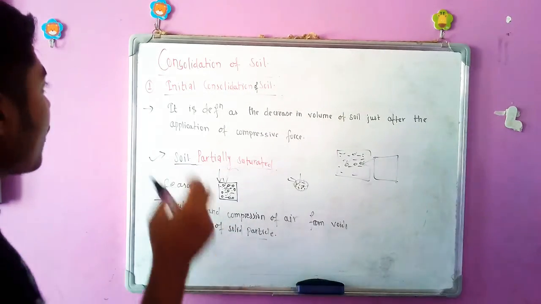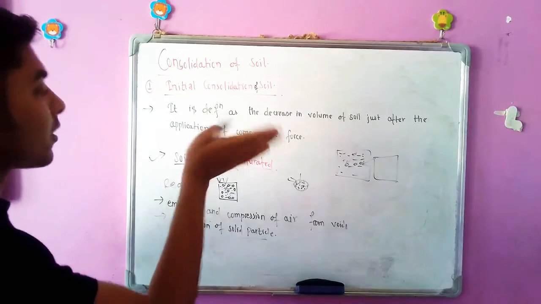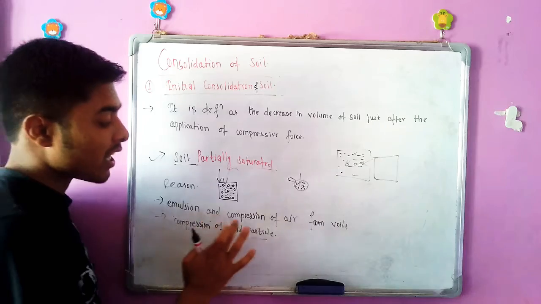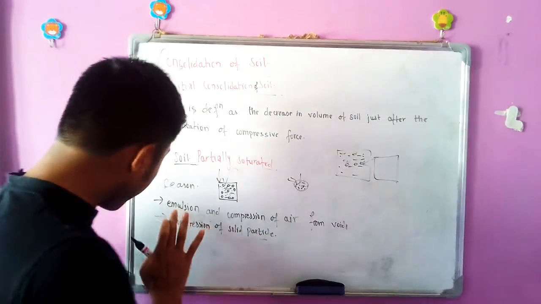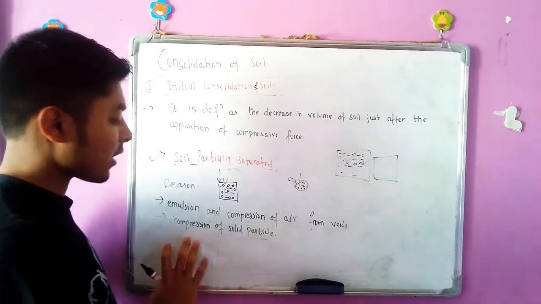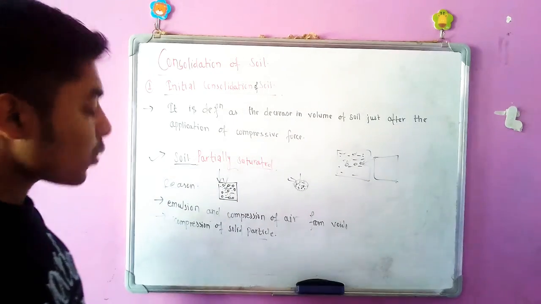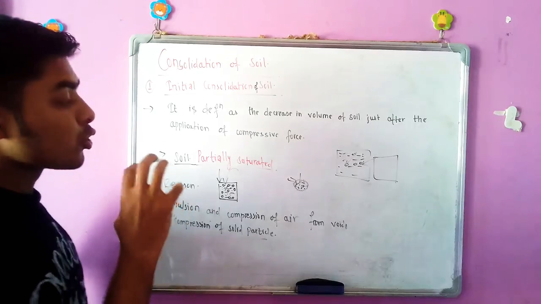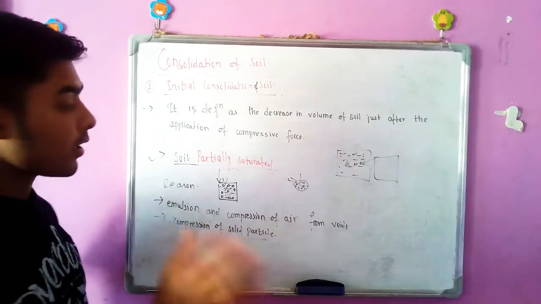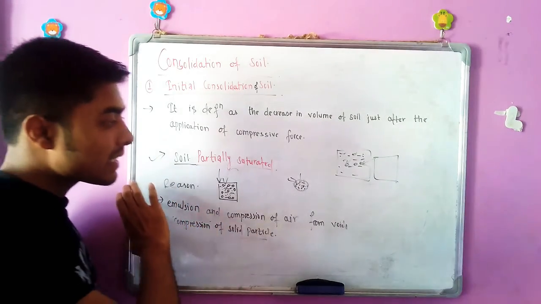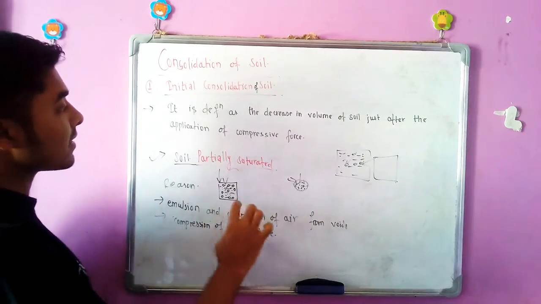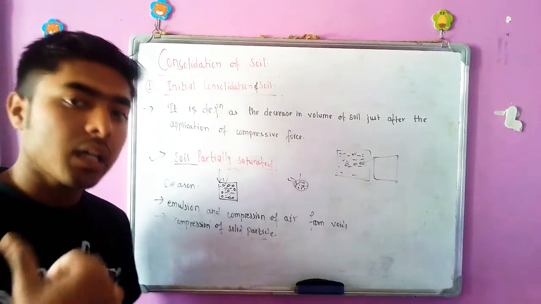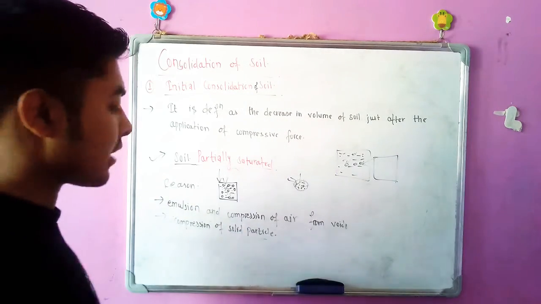There are two reasons for initial consolidation of soil if the soil is partially saturated: one is emulsion and compression of air from the voids, and the other is compression of solid particles. This was the initial consolidation of soil for partially saturated soil. And the definition is for both partially saturated and completely saturated soil.